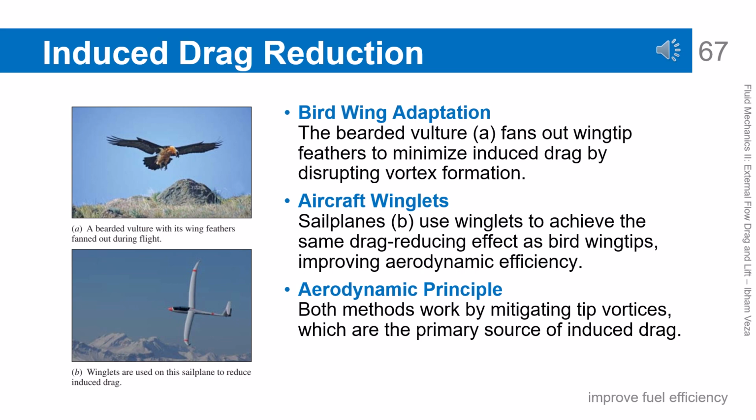Induced drag reduction. Scavenger birds, such as the bearded vulture, spread their wingtip feathers to reduce wingtip vortices. Gliders and modern aircraft use winglets for the same purpose. By reducing the strength of the vortices, induced drag can be significantly reduced. This improves overall aerodynamic efficiency. This example shows how inspiration from nature is applied in engineering.